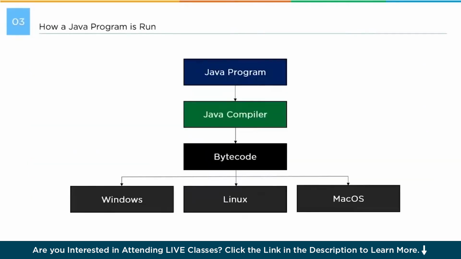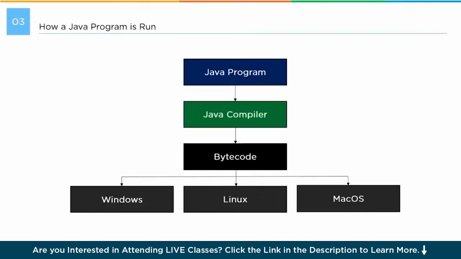So now let us understand how a Java program is run. At first you write your Java program and you store it into a .java file. Then you compile your Java file with the help of the Java compiler. Once the program is compiled, the compiler is going to generate another file, which is a .class file. And this .class file is the compiled file, also known as the bytecode file. So this bytecode or .class file can be run on any platform, be it a Linux platform or a Windows platform or a macOS platform or any other platform.